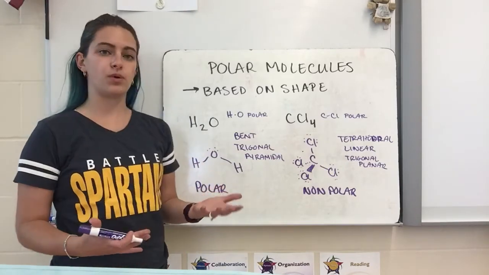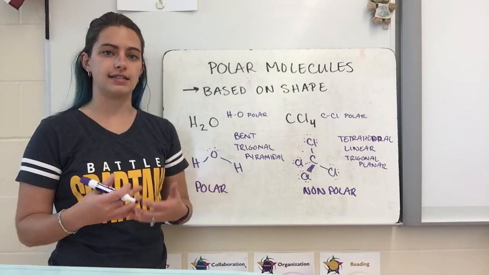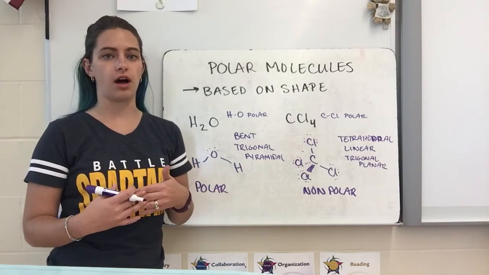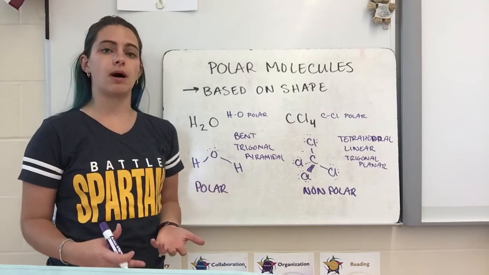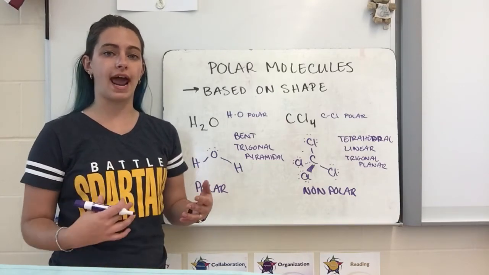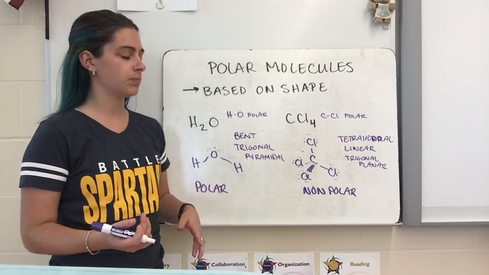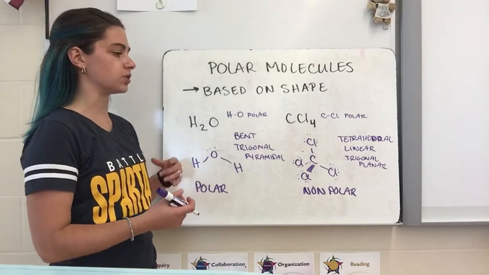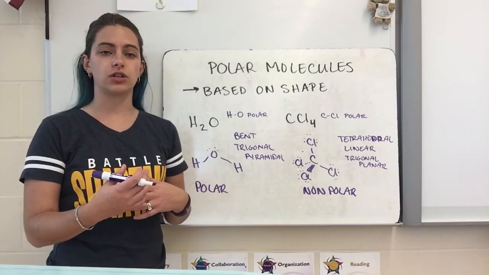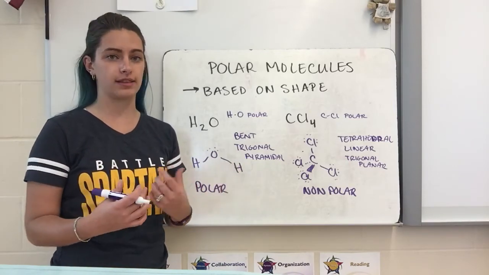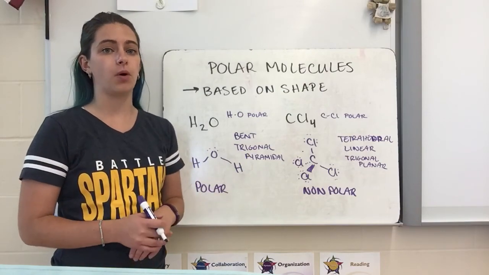So the whole idea of polarity is based on pulling unevenly or equally on the electrons. If we're talking about polar bonds, we're looking at one atom that has a greater pull on the electrons than another atom. If we're looking at polar molecules, we're looking at how the electrons are pulled on that central atom. If they're pulled unevenly around the central atom, we're going to end up with a polar molecule.